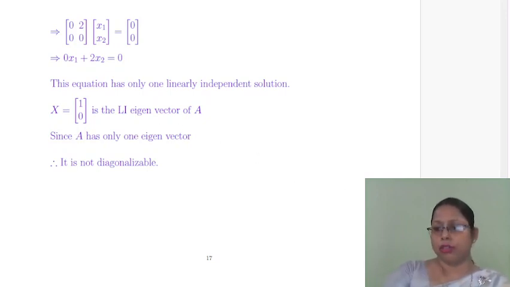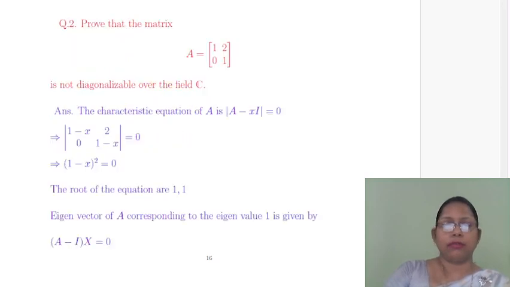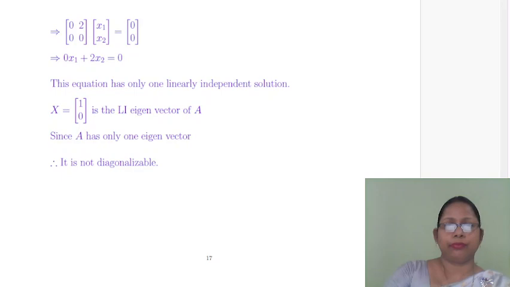Correspondingly, the linear operator is not a diagonalizable operator.